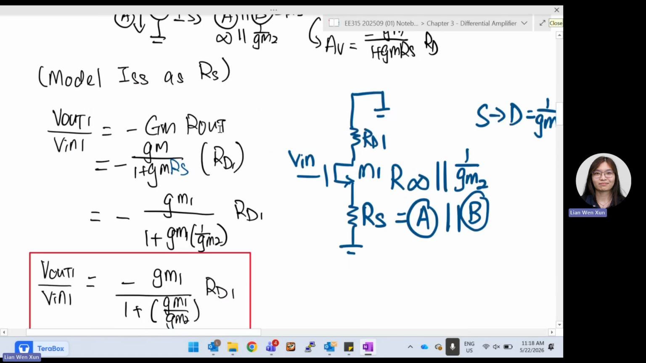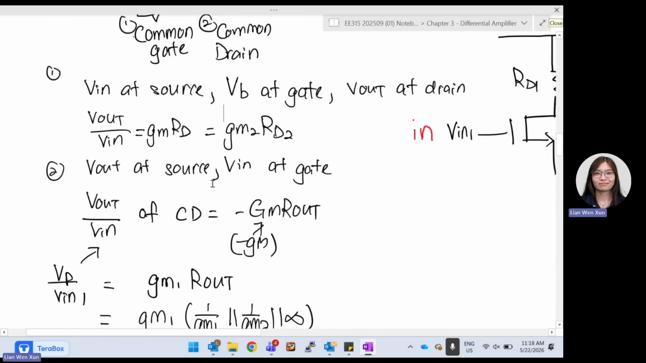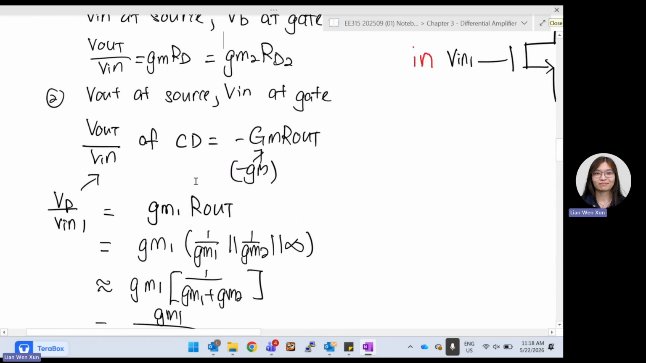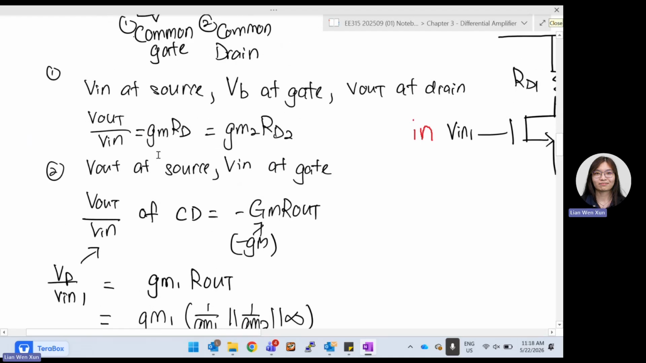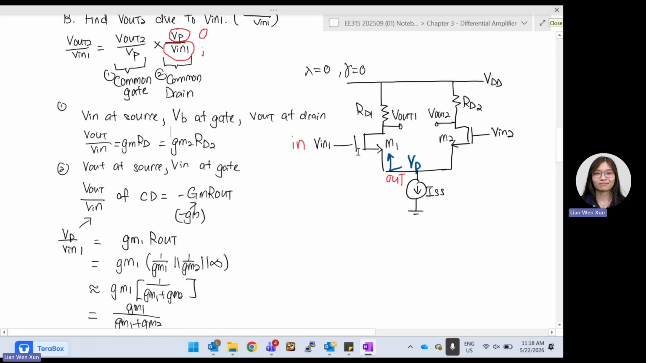But for your common drain case, we say that Vout is at the source and Vin is at the gate, at Vin1. So it's over here at Vin1. Here is your input, and here is your output. So Vout over Vin of your common drain is equal to gm Rout.